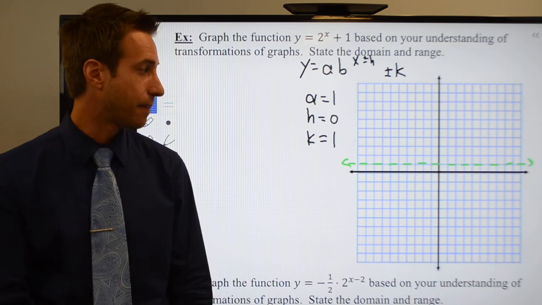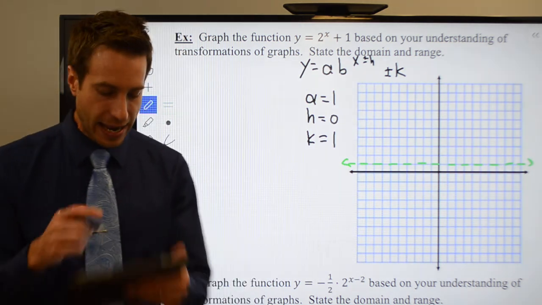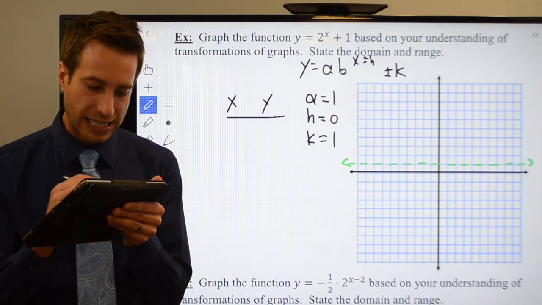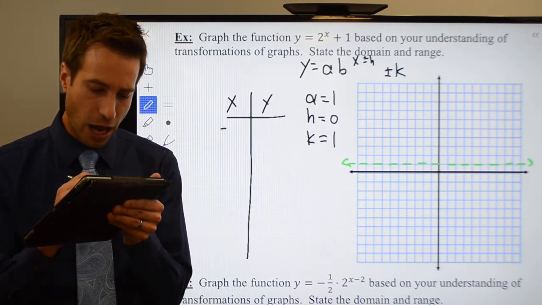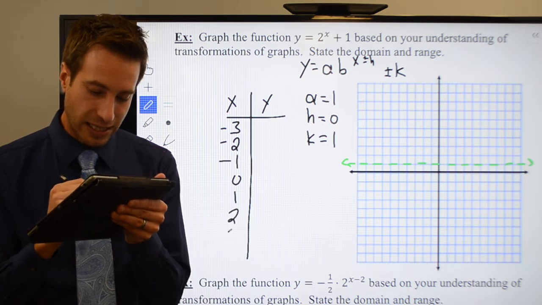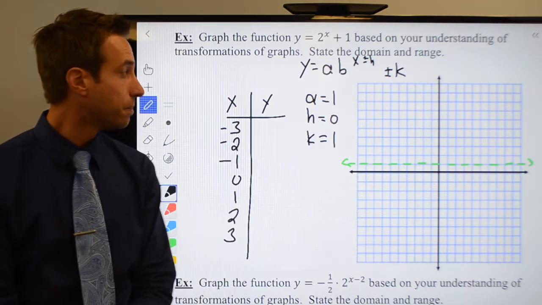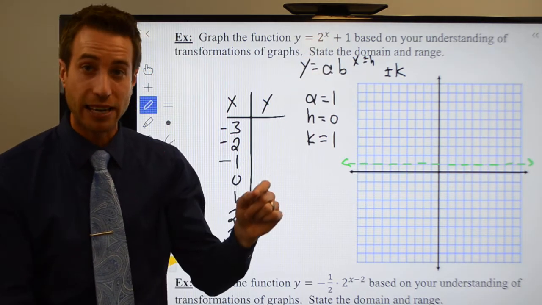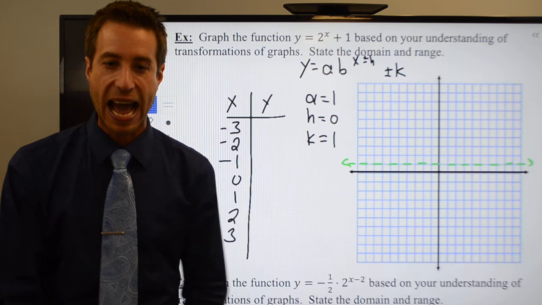Okay, let's go ahead and set up our chart, choose some domain values to plug in to get our range values back. I'll use the exact same ones I've been using. They're good, they're easy, no need to change now. I plug a -3 in for x, 2 to the -3rd, then add 1.